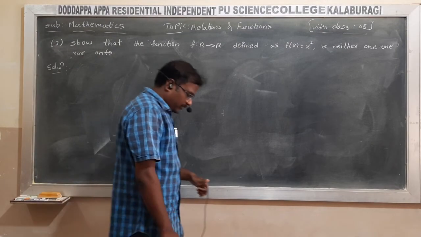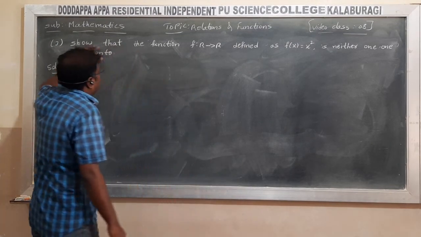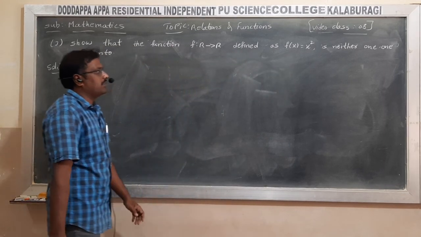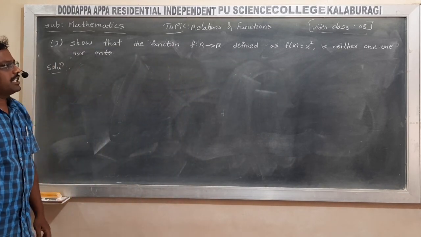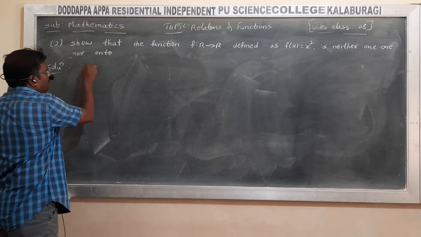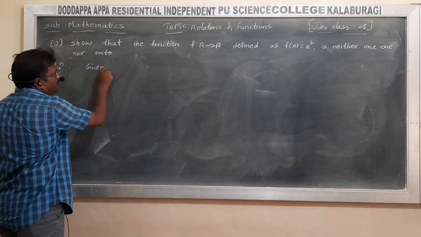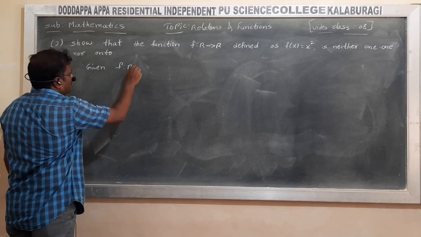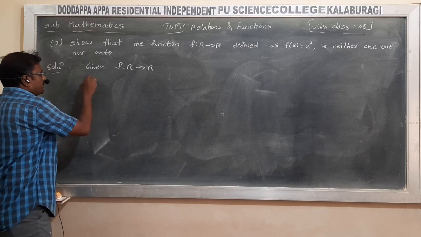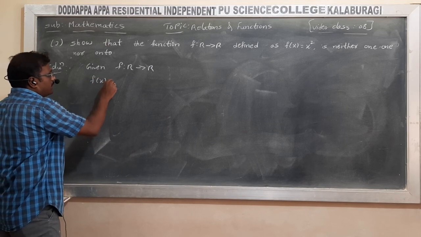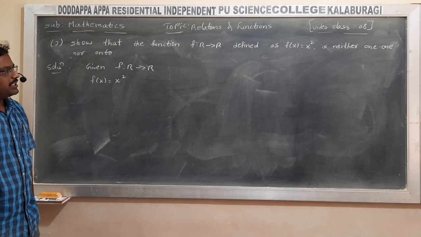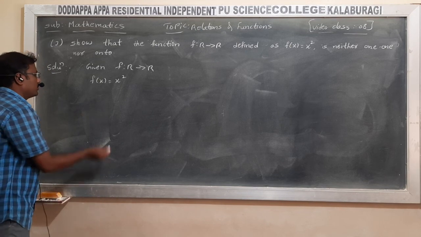Okay, so we go for another problem. Show that the function f from R to R defined as f of x equal to x square is neither one-one nor onto. So first you have to write the given values. What is given? f from R to R is given. Next, f of x is equal to x square is given. Then you have to prove that it is neither one-one nor onto.